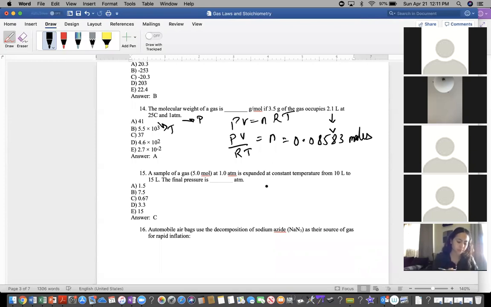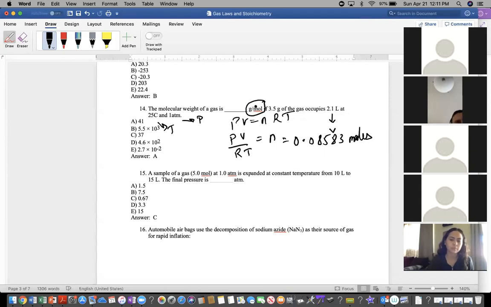Okay. So there are two ways you can approach this. One is actually very simple. You see this? The molar weight of the gas is dash grams per mole. You see what the units are? Grams per mole. So who are the grams? 3.5 grams. So put that here: 3.5 divided by the moles. That's one very simple way.